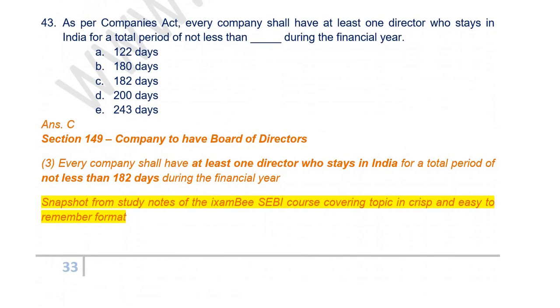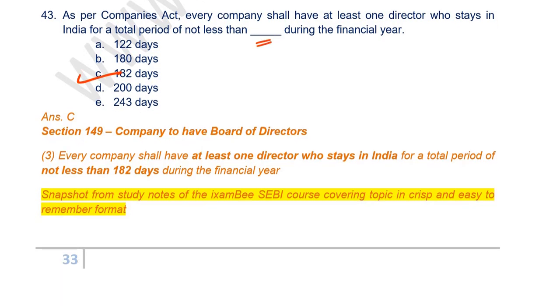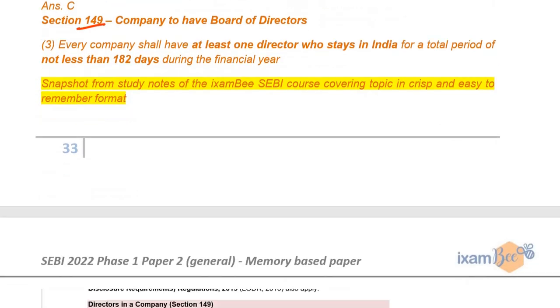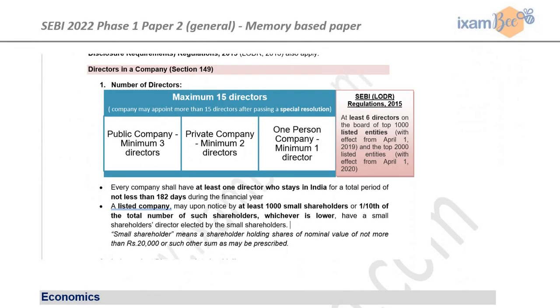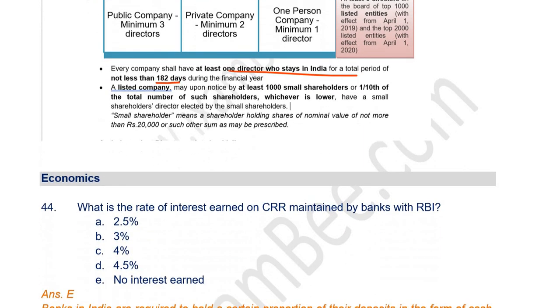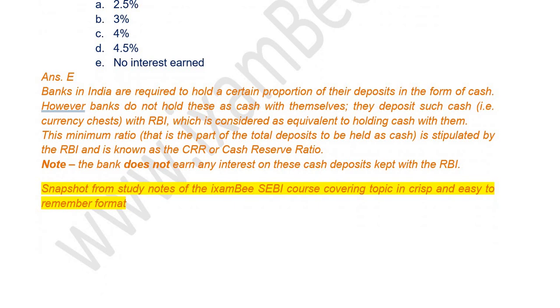Next question related to Companies Act, the directors. So one of the directors should have stayed in India for not less than how many days in a financial year? The correct answer is 182, which is mentioned under section 149 of the Companies Act. This was also covered in our notes on directors, under the numbers of directors and that every company should have the director.